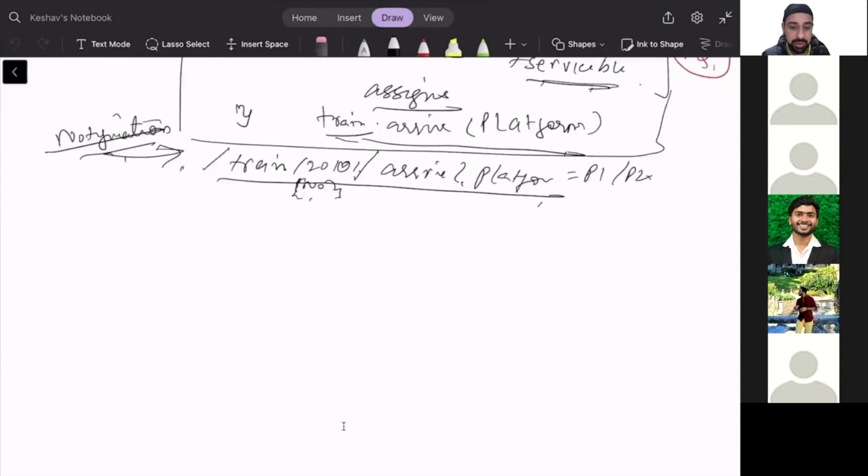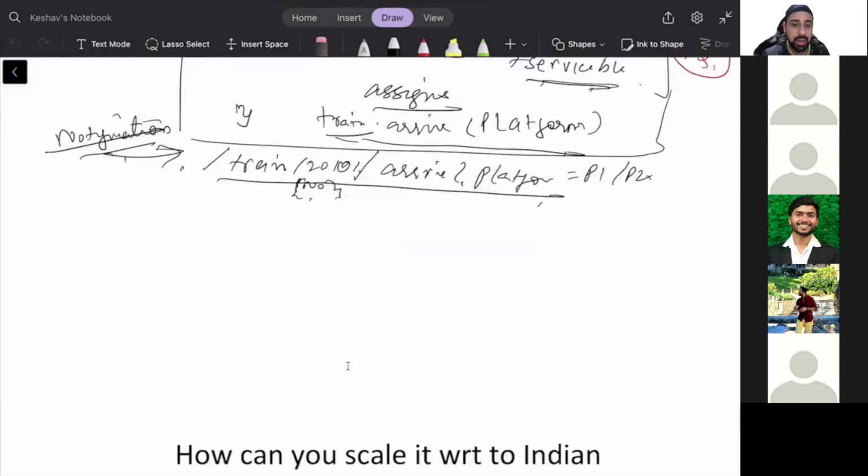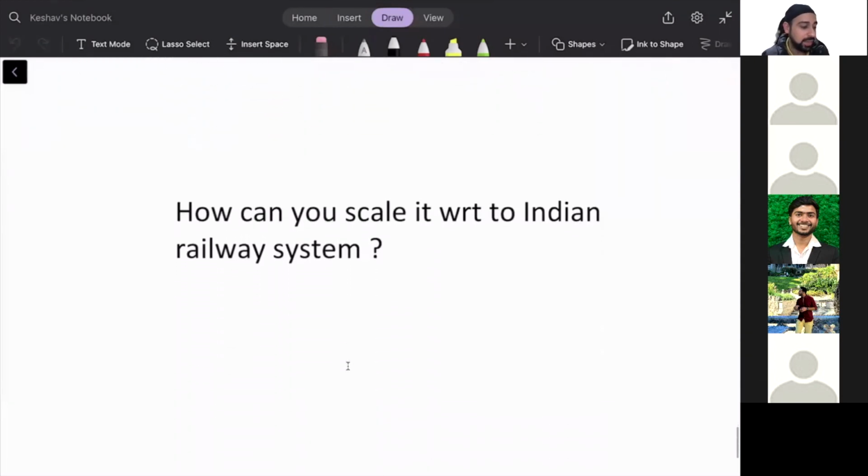Okay. Now the next part of the problem that comes up is, how do you scale this particular system that you have formed with respect to the Indian railway system? Now there are multiple railway stations and n number of platforms, and everything increases, and you know what the scale of India is. So how would you now build your system to incorporate this particular part?